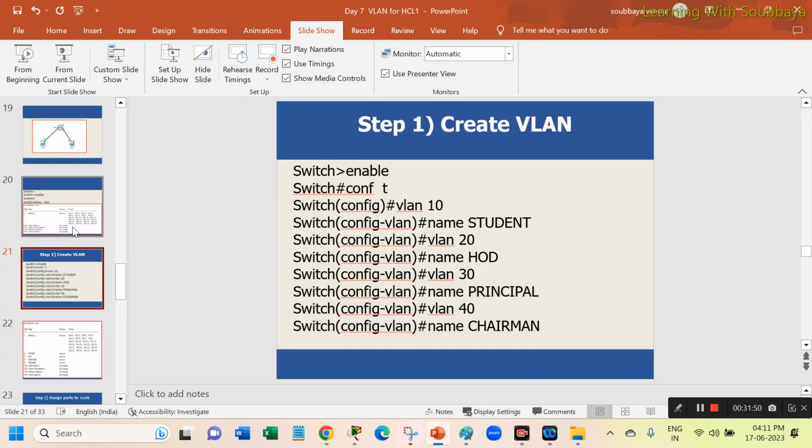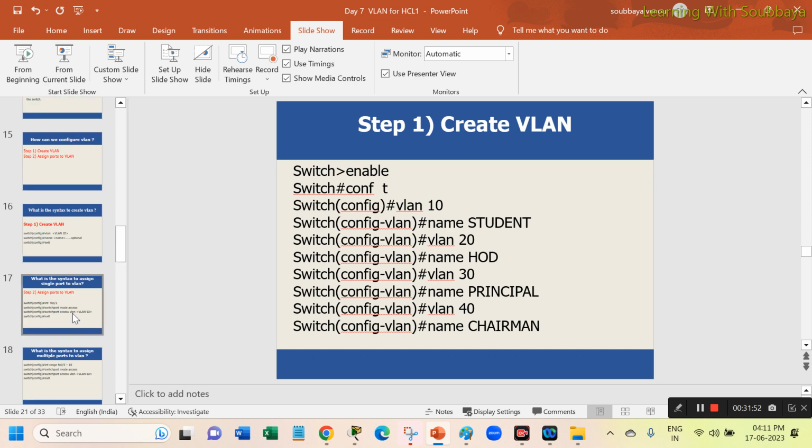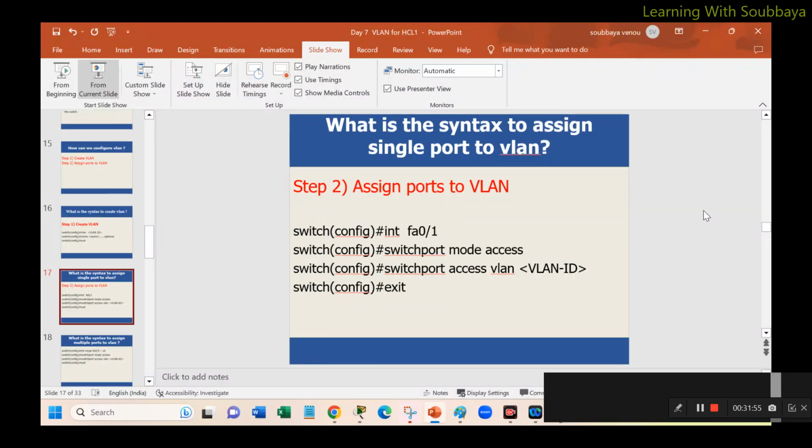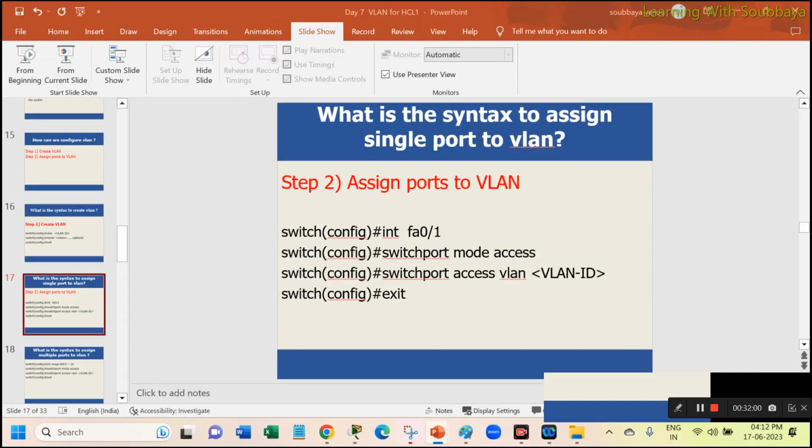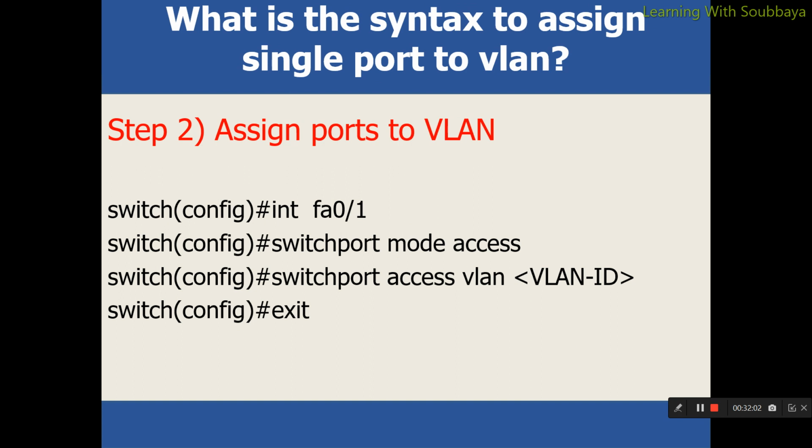Okay, I showed you the command already. What is the command here? Interface command: interface FA0/1, switchport mode access, and switchport access VLAN along with the VLAN ID. This is the command I have to apply.